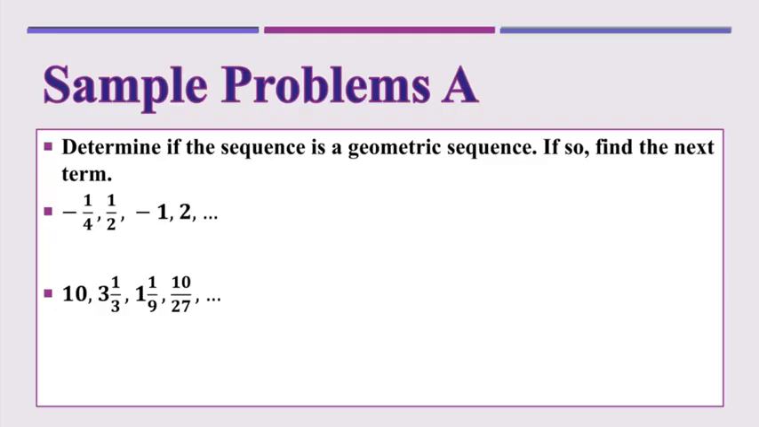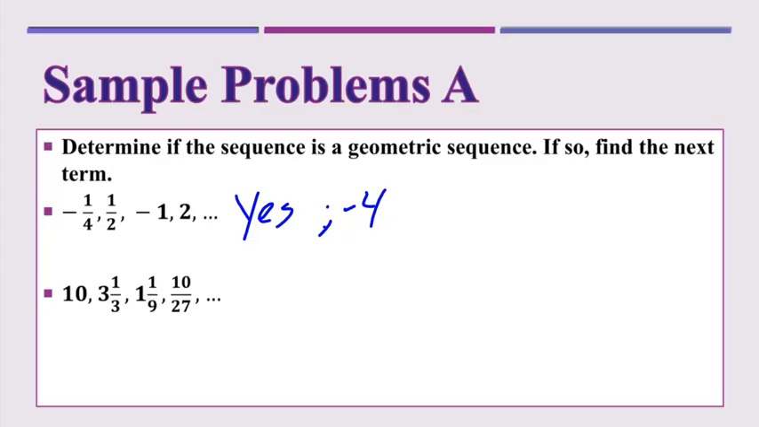Here we need to determine if the sequence is a geometric sequence. If so, find the next term. So if we go from -1/4 to 1/2, from 1/2 to -1, from -1 to 2. If I were to multiply each number by -2, I would get the next number in this sequence. So yes, this is a geometric sequence, and this would be the next term. 2 times -2 would give us -4.